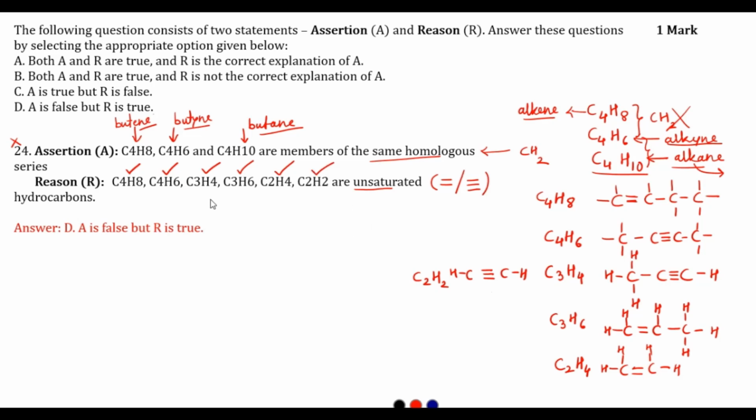So reason is true. Assertion is false, but reason is true. But there is no relation between the assertion and the reason. Means reason is not the correct explanation of this assertion. So here I can write like this. So assertion is false, but reason is true. If you see all the options, this will be the correct option. So answer is option D. Assertion is false and reason is true. So this is the answer for this question number 24.